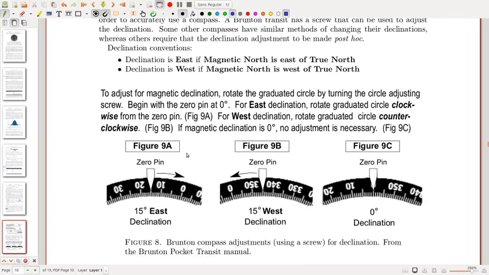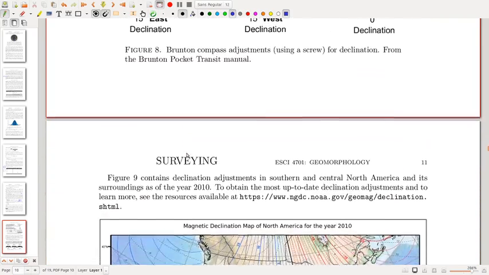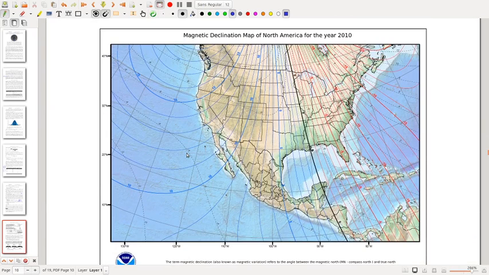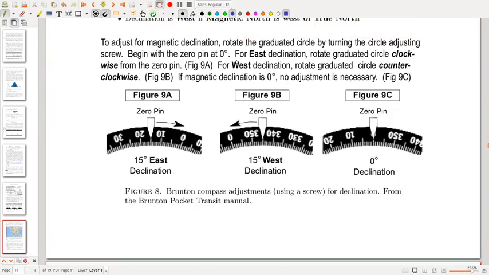Here we go. This is just some instructions for using a Brunton compass. You can read that on your own. But here we go right here with this figure. And what we can see is that we have these blue lines and we have these red lines. The red ones are negative and the blue ones are positive. All right, let's go back up.